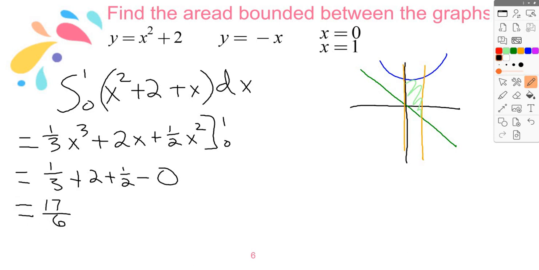So you should get 1/3 plus 2 plus 1/2, or also 17/6. I don't know what that is in the decimal point.